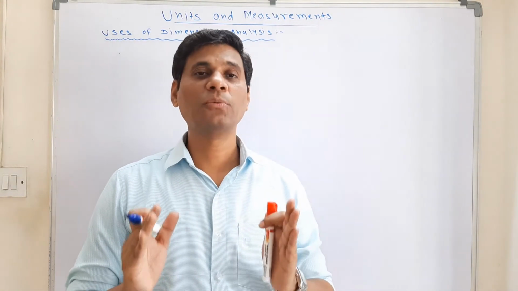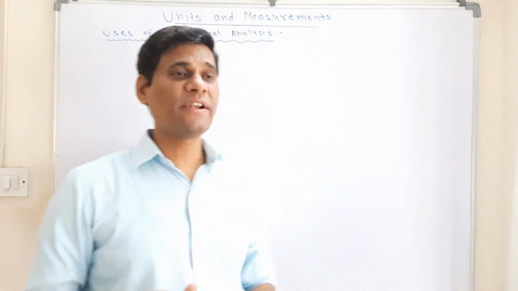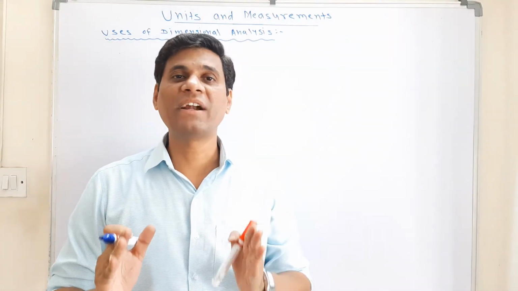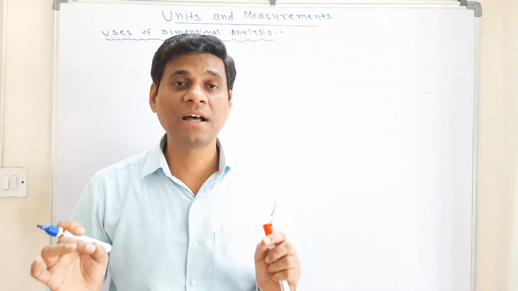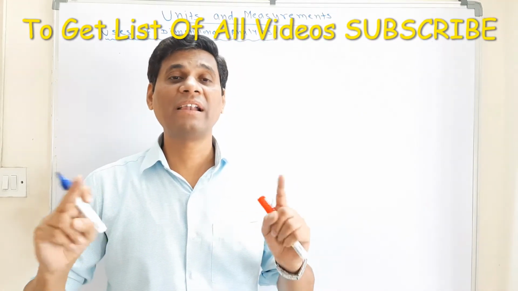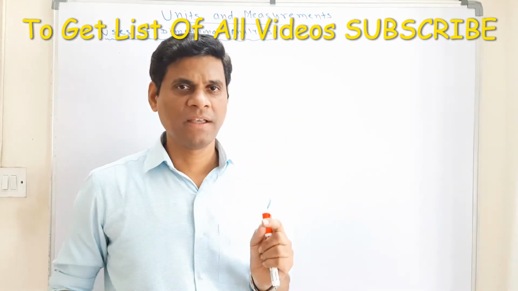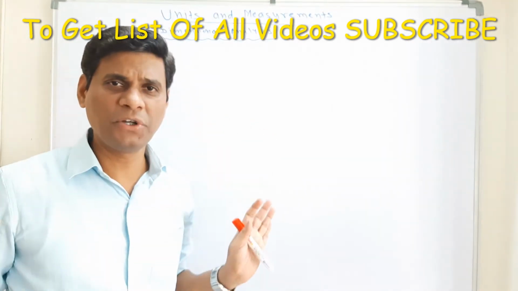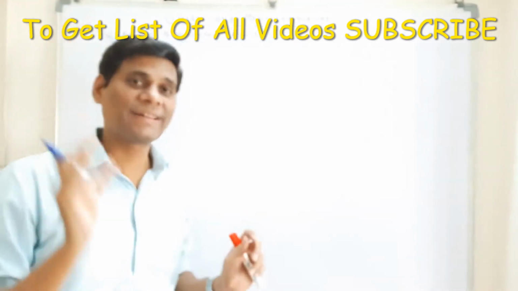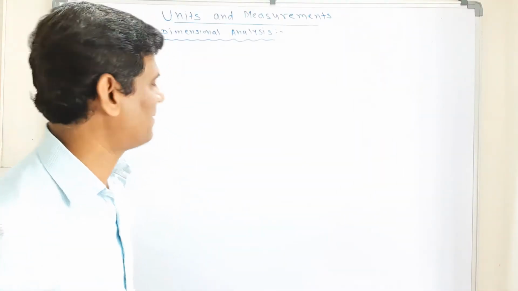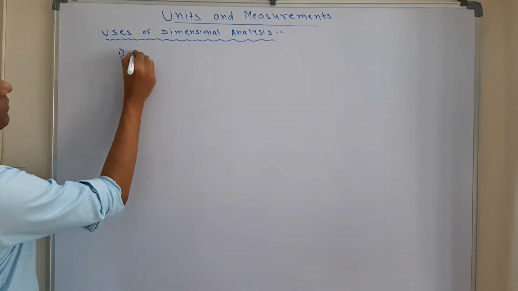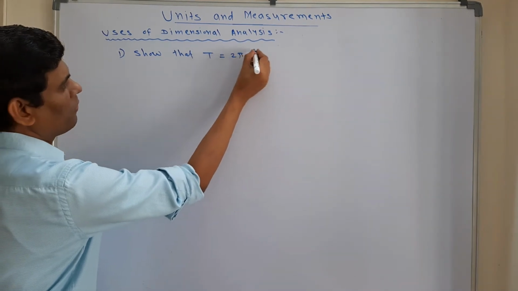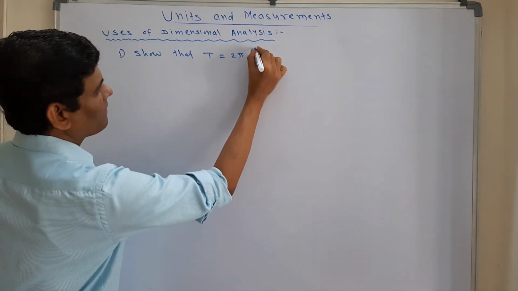Now students, we will see a numerical based on second use. What is second use of dimension analysis? To establish the relation between related physical quantities. It means, in simple language, you have to derive the equation. Any equation is given to you, you have to reach that equation with the help of dimension analysis. For example, suppose the question is asked this way: show that T is equal to 2 pi root of L upon G.